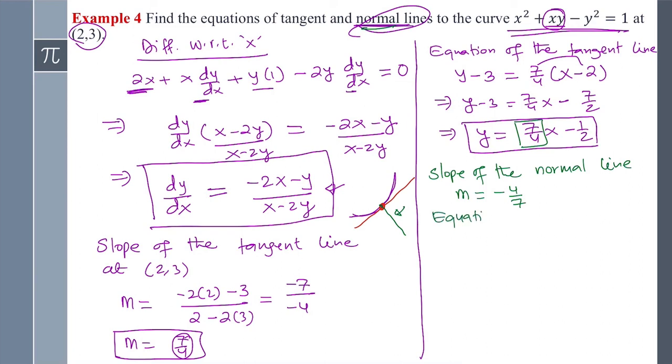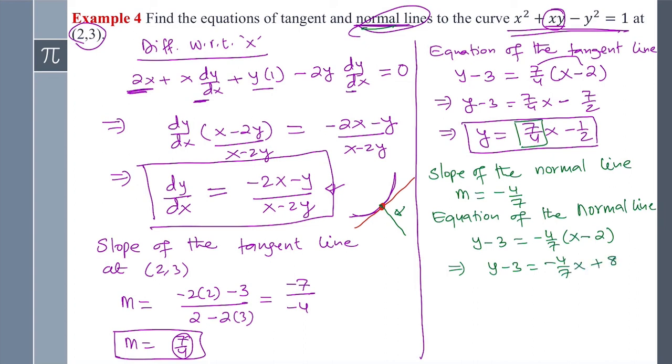So the equation of the normal line is y minus y1 equals, now the slope is negative 4/7 times x minus x1, which is 2. Now let's go ahead and simplify this. So y minus 3 equals negative 4/7 x plus 8/7. And then when we add 3 on both sides, we get y equals negative 4/7 x plus 29 over 7. And this is the equation of the normal line.